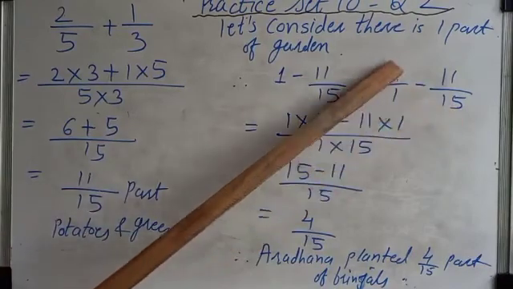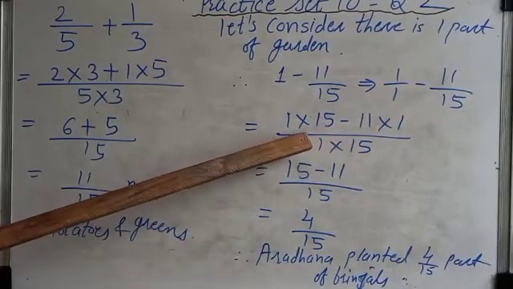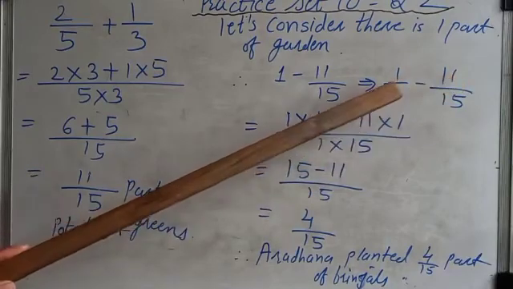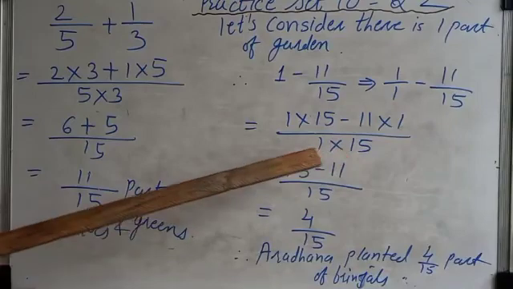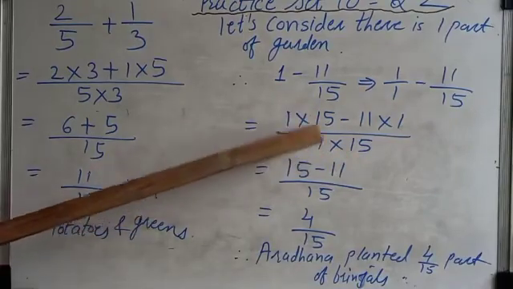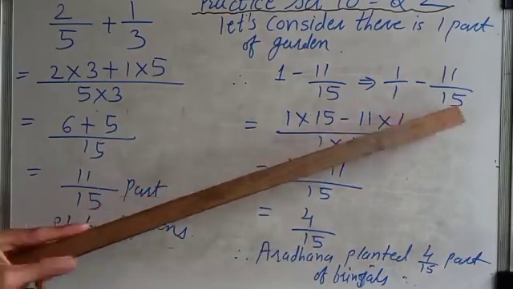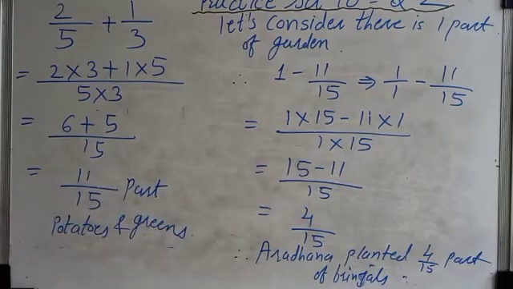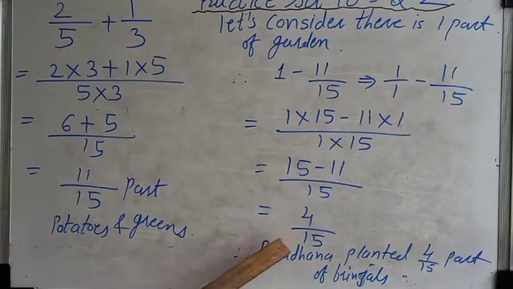Now again solve this subtraction. Here denominators are not the same. Make them equal by cross multiplication. 1 into 15 minus 11 into 1 upon 1 into 15. So solve it. 1 15s are 15 minus 11 1s are 11. Again 1 into 15, that means 15 ones are 15. So 15 minus 11 is 4. So 4 upon 15. This is what we got as the answer, that Aradhana planted 4 upon 15 part of brinjals.